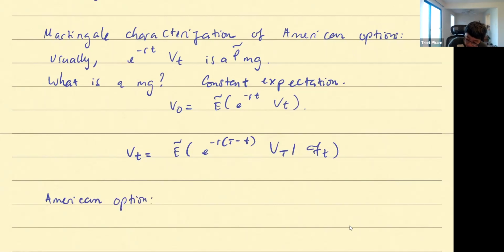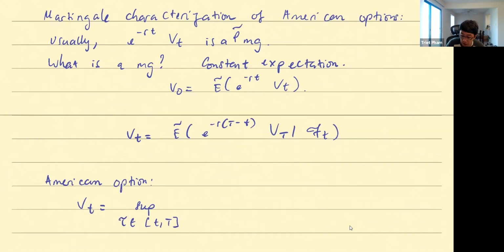Which says that at any time, it's going to be the max over all the classic stopping times from little t to big T of the expectation, discounting back from that stopping time. Like this.